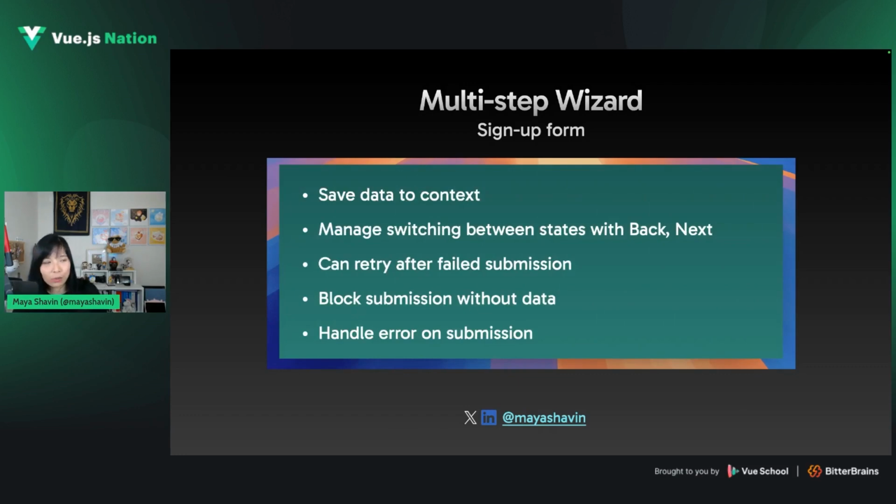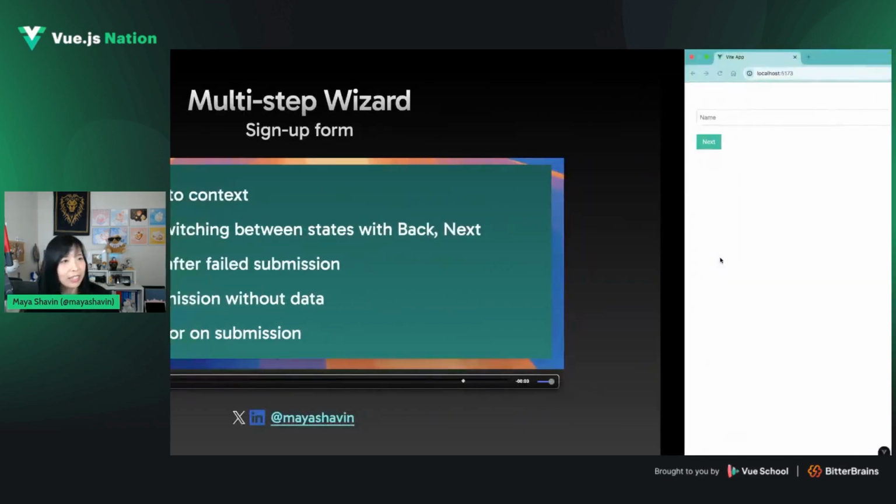So some of the features we're going to handle here: we save the data to the context. We manage the switching between states with back and next. We can retry: if a submission fails, we can restart it as a new submission. We can close the submission without any data submitted, and we also handle errors on submission. Okay, so let's see.